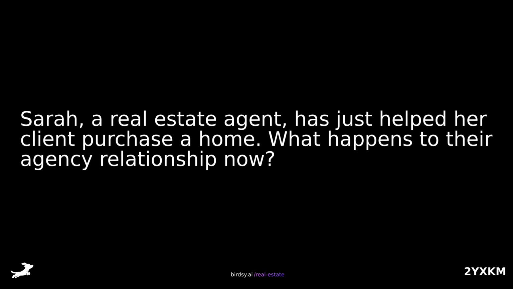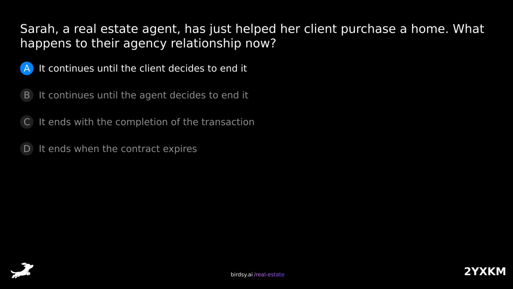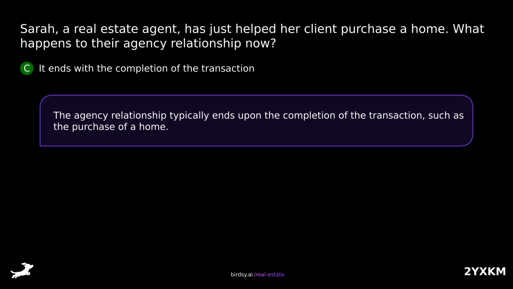Sarah, a real estate agent, has just helped her client purchase a home. What happens to their agency relationship now? Is it A, it continues until the client decides to end it, B, it continues until the agent decides to end it, C, it ends with the completion of the transaction, or D, it ends when the contract expires? The answer is C, it ends with the completion of the transaction. The agency relationship typically ends upon the completion of the transaction, such as the purchase of a home.